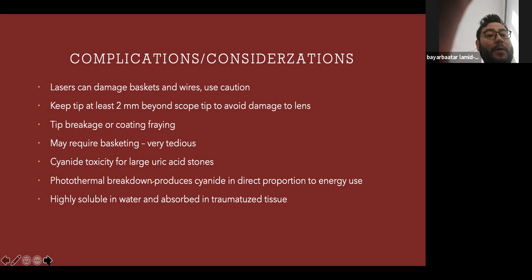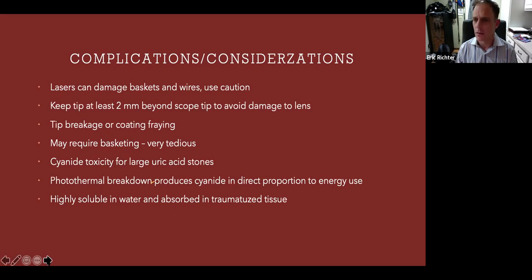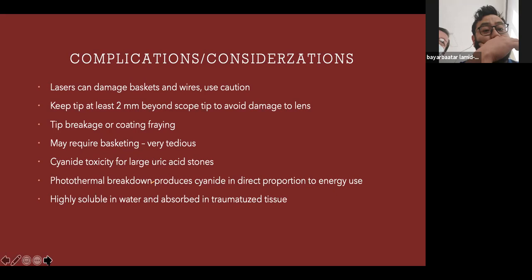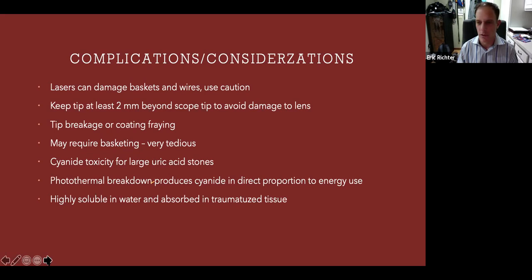Are you talking about the photothermal breakdown producing the cyanide now? Yeah, say that again. Are you going to keep talking? No. Photothermal breakdown? No, that's all I'll say. That's okay. I don't think it's very important. I just thought it was interesting.